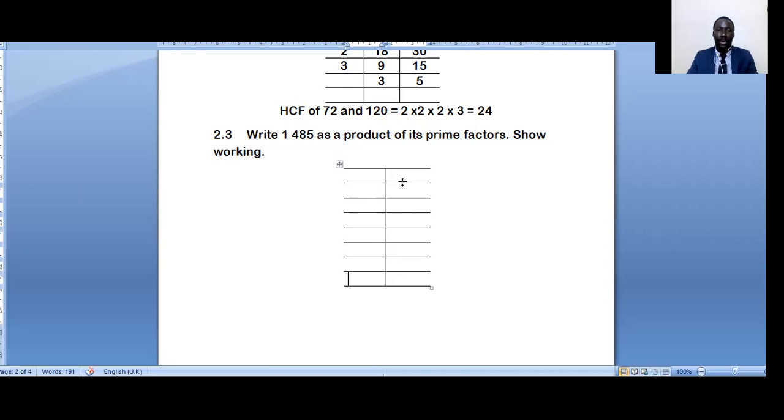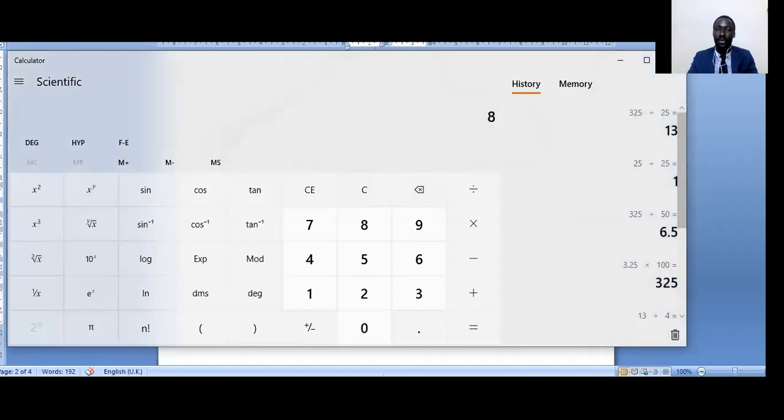So the number is 1485. So we will start by checking. Can this number be divided by 2? Let's check 1485. Can it be divided by 2? No, it can't.